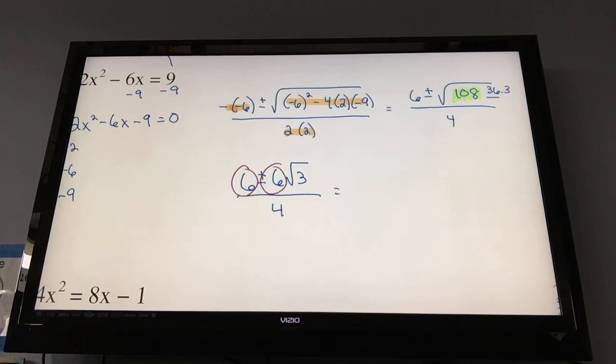Look for Mickey Mouse. Is there a common factor to all three of those things? Yes, I can take 2, divide that. It's not always 2, it just happened to be that. So 6 divided by 2 is 3, 6 divided by 2 is 3, and 4 divided by 2 is 2.